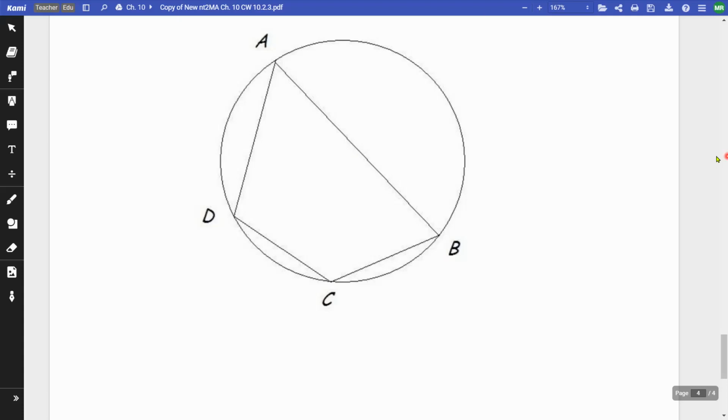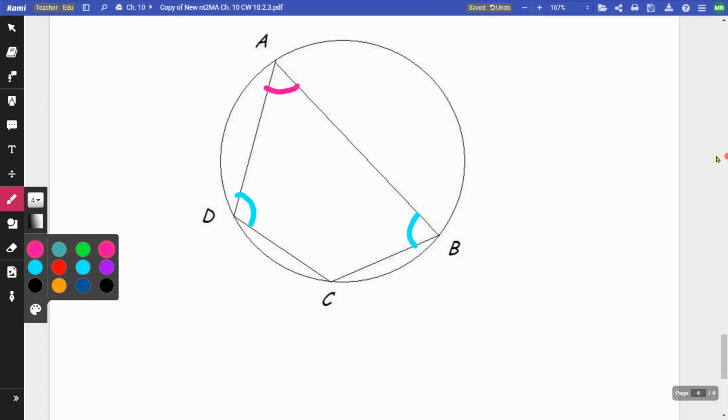We also saw that if we have a quadrilateral inscribed in a circle, what's going to happen is the opposite angles are going to be supplementary. So this angle here and this angle here, which are opposite each other, and this angle here and this angle here. These are all different angles from each other, so I don't want to imply that these are the same.